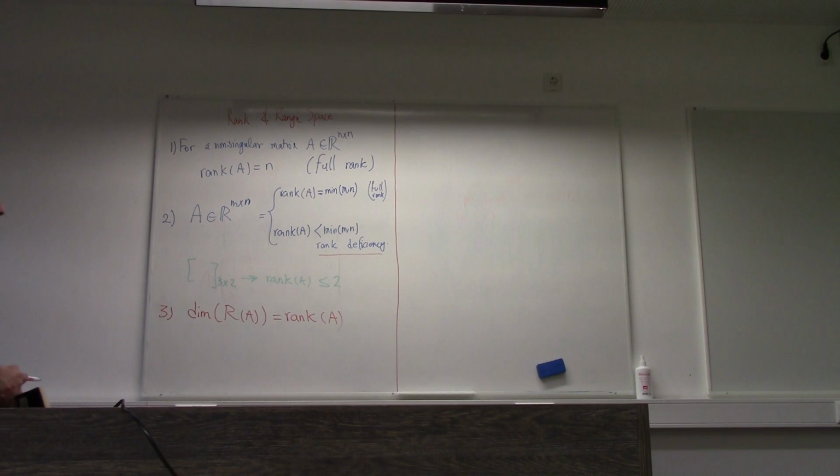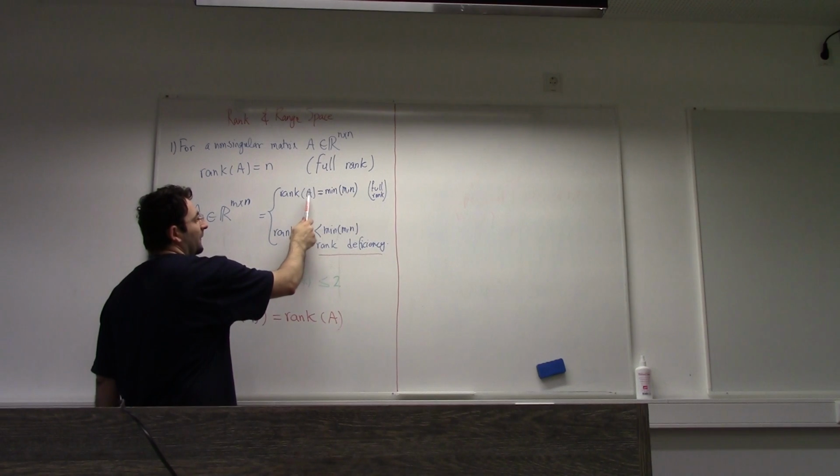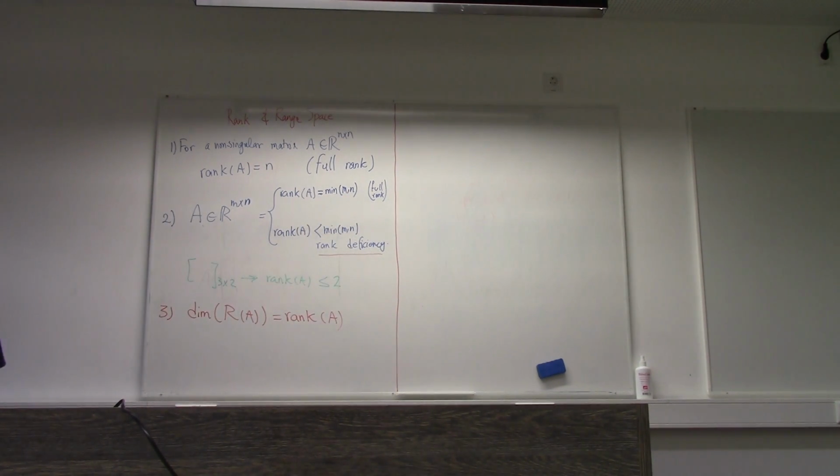So if somehow you had an m by n and you get the rank of A greater than the minimum of m and n, it means that you have made a mistake somewhere.